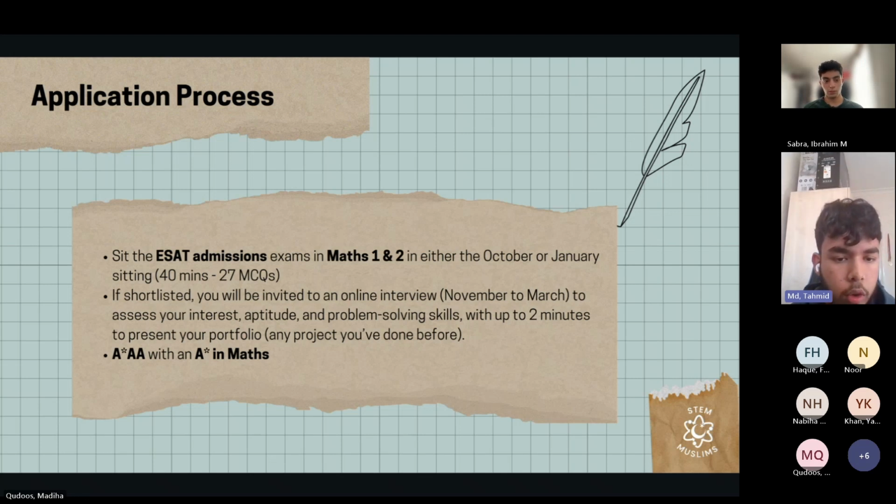If you're shortlisted, you'll be invited to an online interview in either November to March. And this one you need to prepare quite a bit because it'll be about a 10-minute interview and you have 2 minutes to present a portfolio. So anything you've done in the past, you can just put into that portfolio to present. And you also need an A in maths. So I feel like it is one of the easier degrees to get into at Imperial.